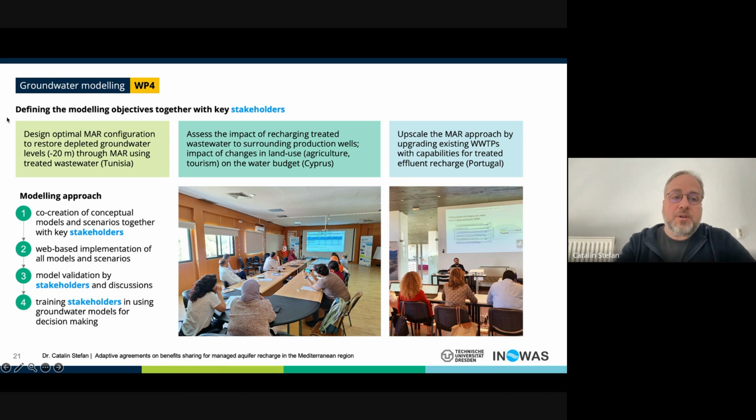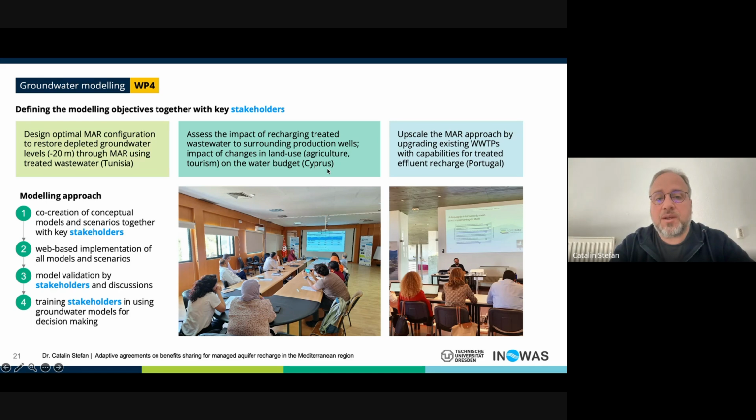They told us, for example, in Tunisia, they asked us to study different MAR configurations to try to assess the potential solutions for restoring depleted groundwater levels, which is more than 20 meters close to the coast. And I also totally agree with the presentation before. On the coastal zones, we have high potential for MAR, and the models were supposed to also demonstrate the capabilities of MAR in reaching different targets.